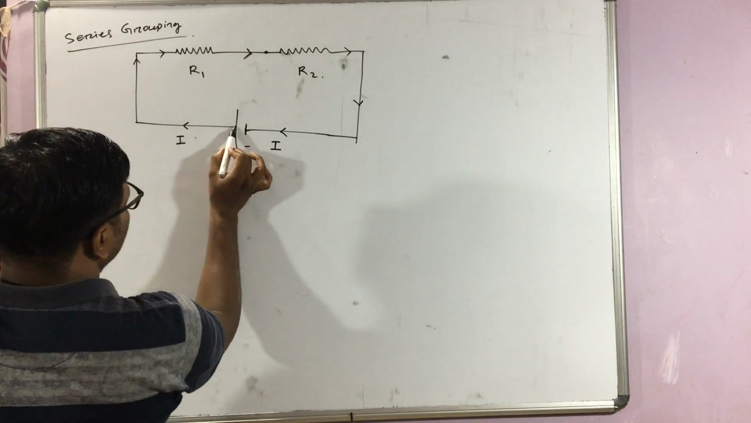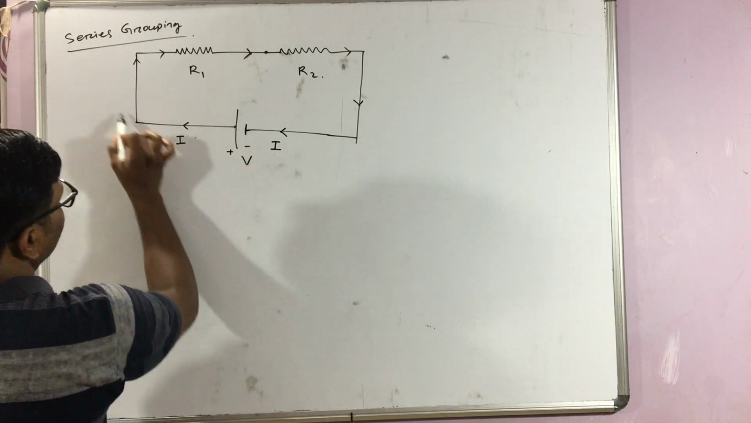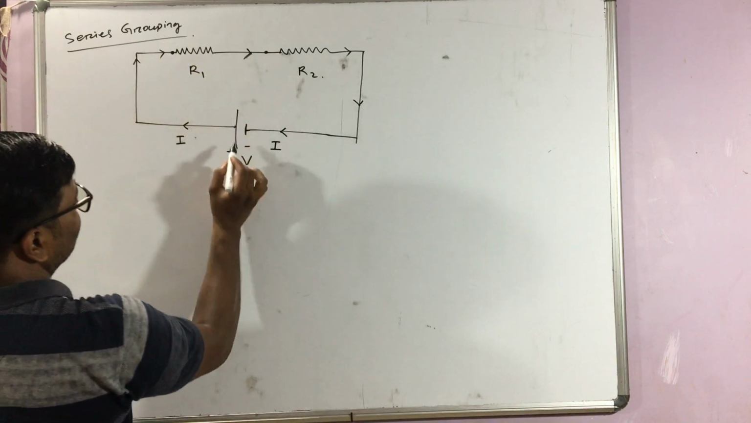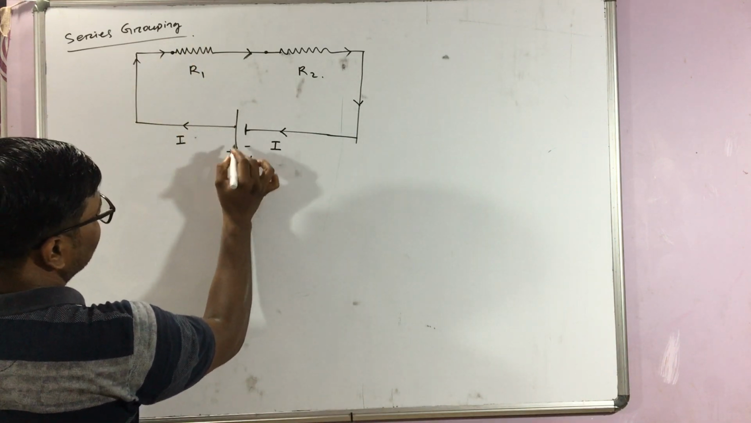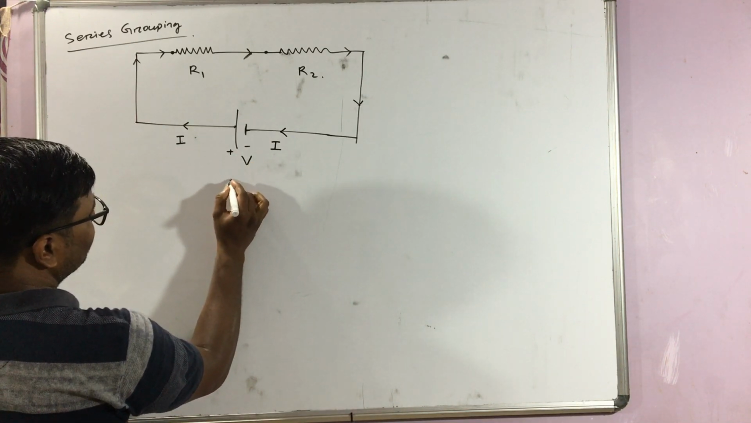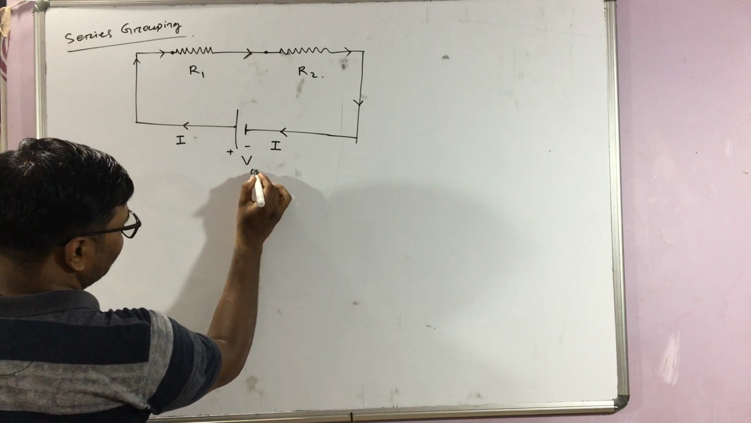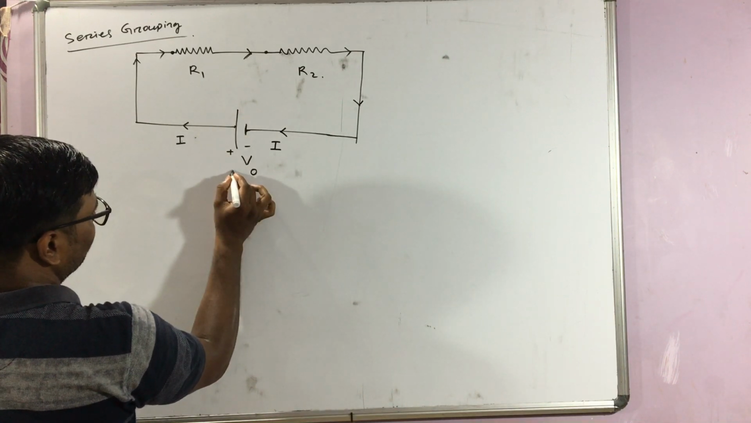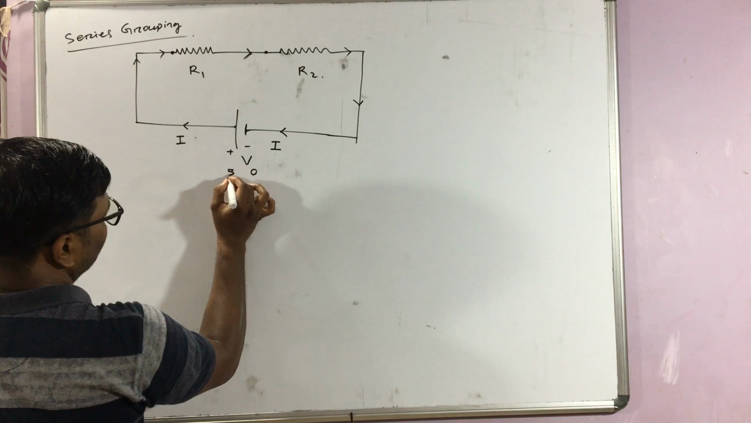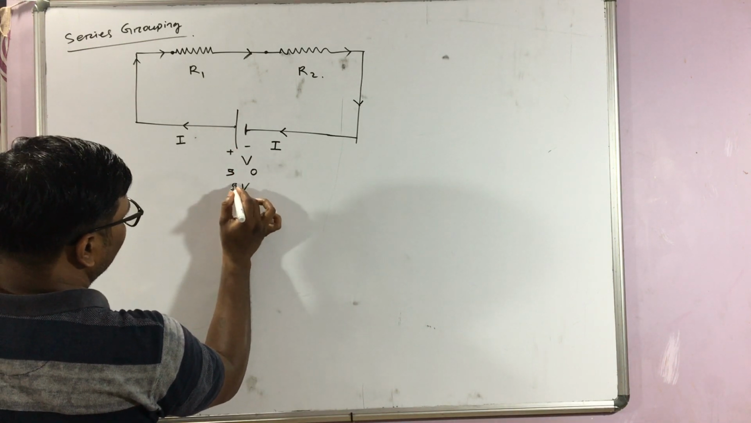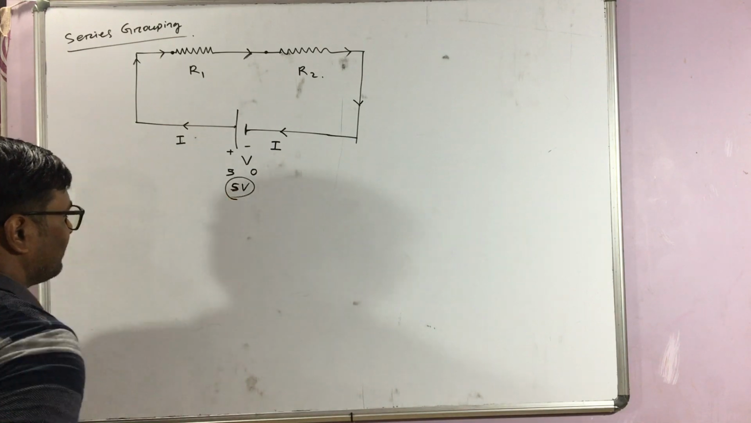How back to back? The positive terminal of the battery is connected to one end of the resistances. Let's say the battery voltage is 5 volt. For simplicity, let us take this terminal to be at 0 volt and this terminal to be at 5 volt. So the difference is 5 minus 0, so it is a 5 volt battery.